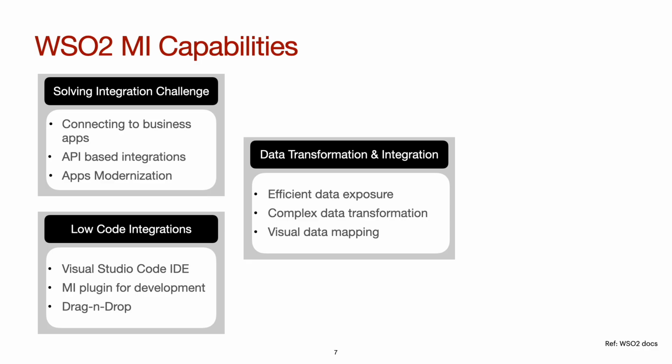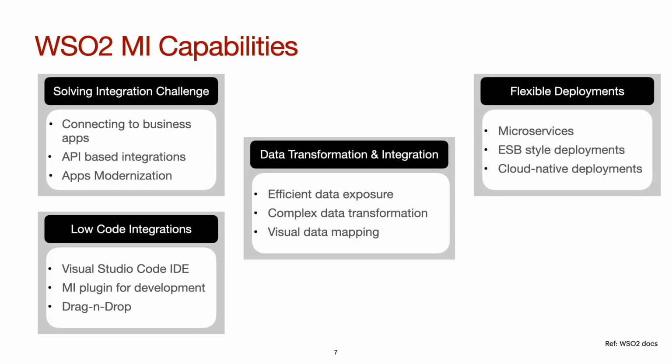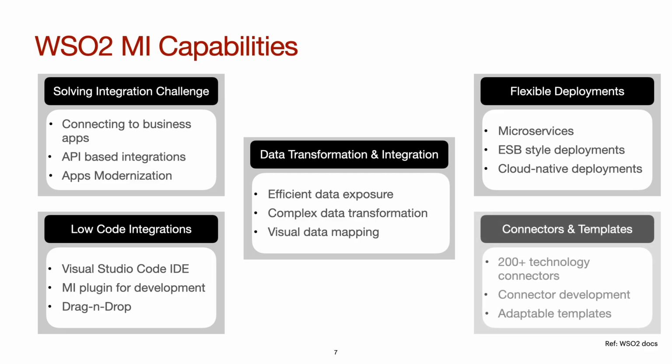Data transformation and integration. So it gives you efficient data exposure, complex data transformation, and visual data mapping. It gives flexible deployment options we have already discussed, like microservices, ESB style, or cloud native deployments. And finally, connectors and templates, like 200 plus technology connectors now available in the connector store. It gives you the flexibility to develop your own connectors and adaptable templates for usability purposes.